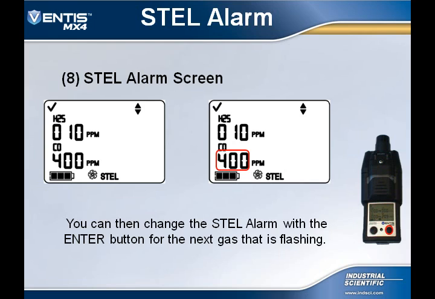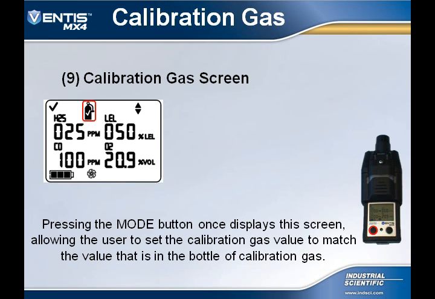After pressing the Mode button, the set point for the next gas's STEL alarm will begin flashing. Pressing the Enter button will allow the user to set the STEL alarm set point for carbon monoxide gas. Upon completion of setting the STEL alarm set point, pressing the Mode button once will take the user to the next screen. This is the Calibration Gas Screen.